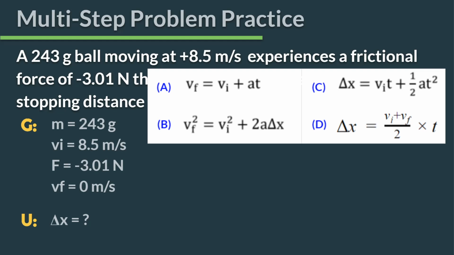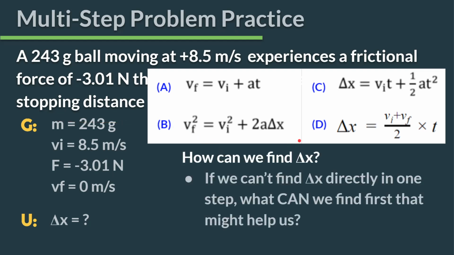If we look at equation C, we have a similar problem. We can't find delta x because we don't have T or A. And we again have a similar problem in equation D. So if you take a look up here, you're going to need to do something else first. Again, we don't have the information to solve for delta x directly. So how can we find delta x?